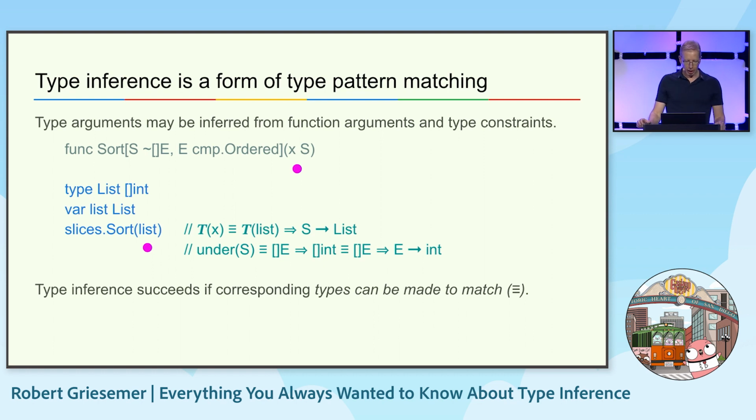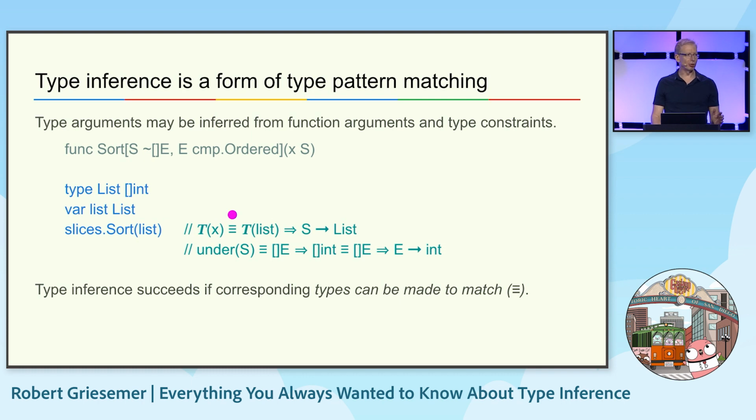So list is going to be an argument for the parameter x. Therefore, the type of list, which is the capital List, must match the type of x, which is a type parameter, S in this case. And so if S has the type capital List, then this assignment becomes valid.